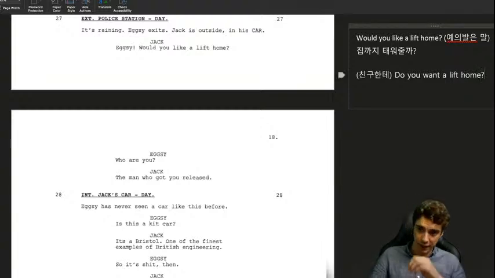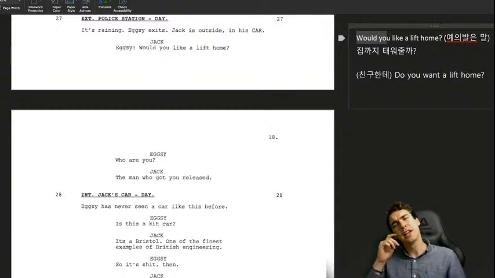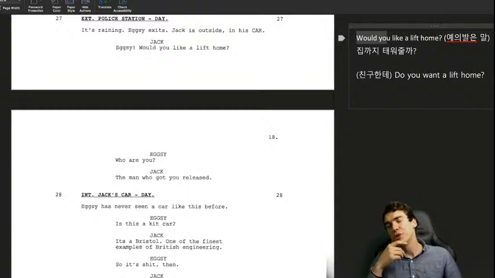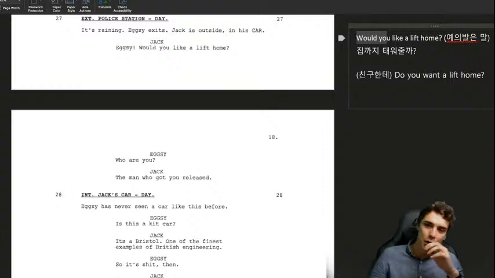Do you want to? And when you pronounce this, 이거 발음 어때? Do you want to lift home? And this one as well, would you? So here you've got like a Jew pronunciation. Would you like a lift home? I'd usually say, would you like a lift home? Do you want to lift home? Okay.